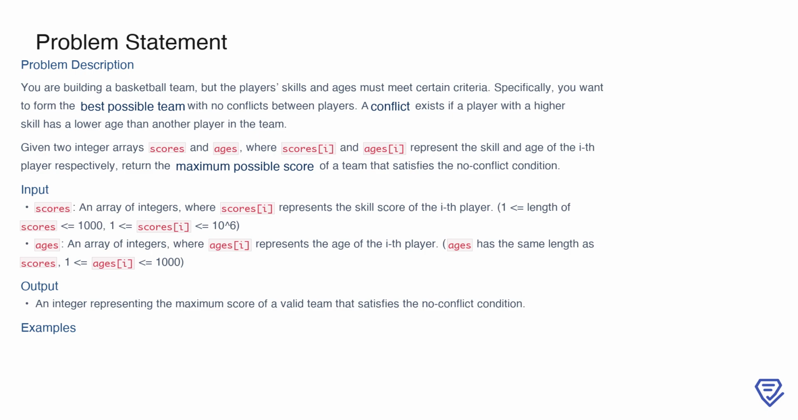To solve this, we're given two arrays, scores and ages. The scores array represents the skill of each player, while the ages array represents their corresponding ages. The goal is to maximize the total score of the team while ensuring no conflicts occur. For example, if a younger player has a higher skill than an older teammate, that would create a conflict. The output will be an integer, representing the maximum possible score of a valid team that satisfies these conditions.